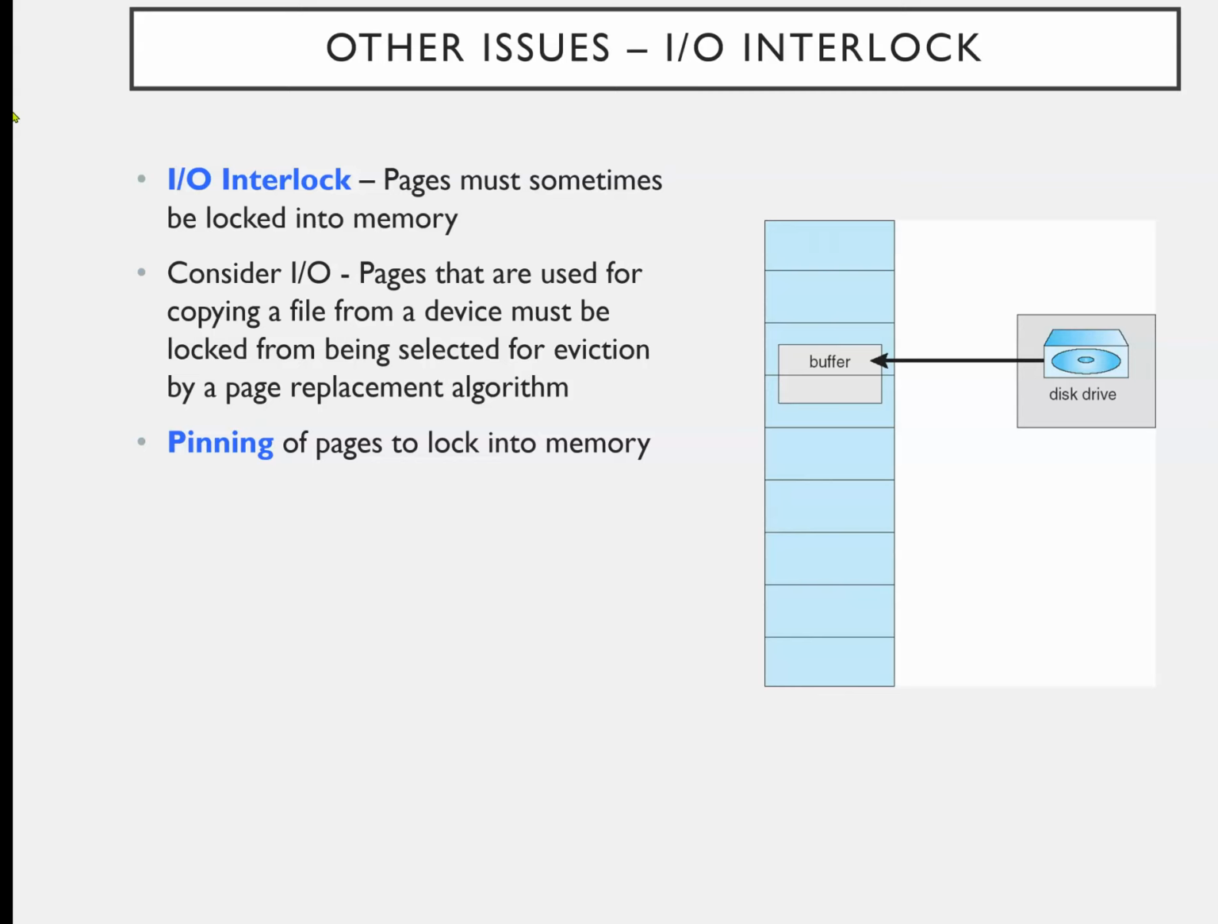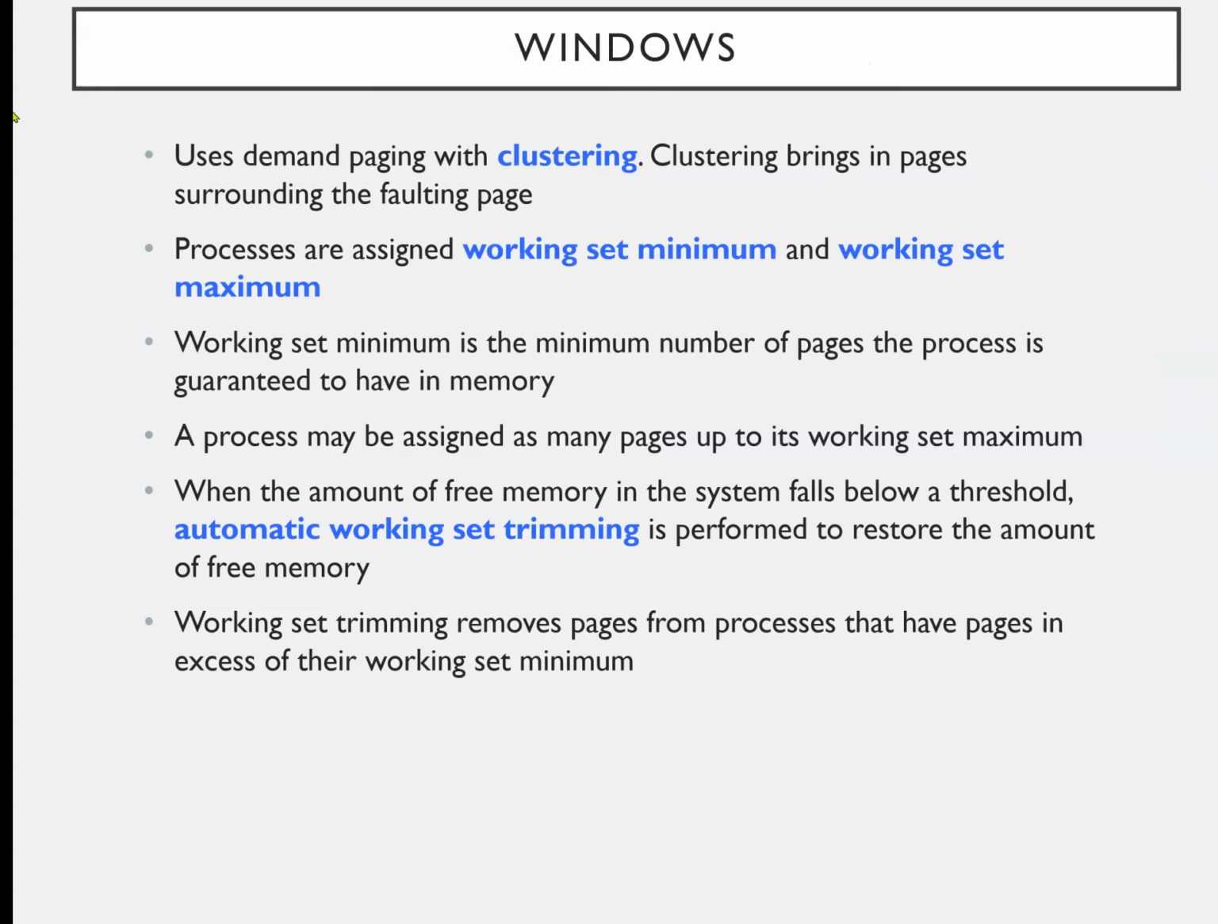Let's talk about interlock. Sometimes pages need to be locked into memory. I/O pages that are used for copying a file for the device must be locked from being selected for eviction. Otherwise, we won't be able to write things successfully. So we have to allow pinning.